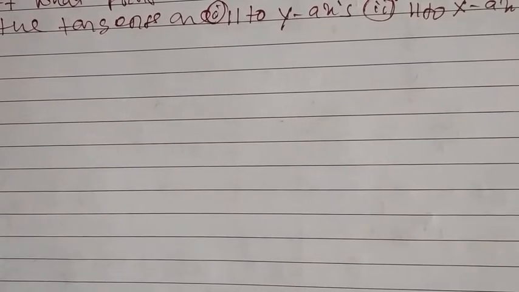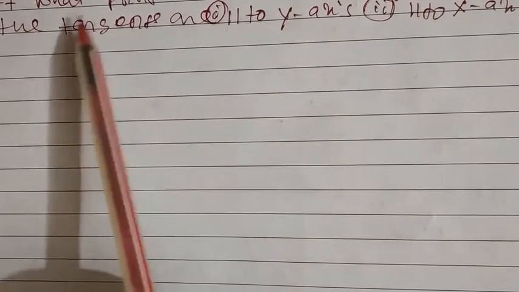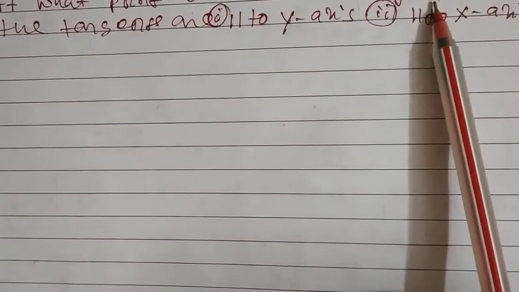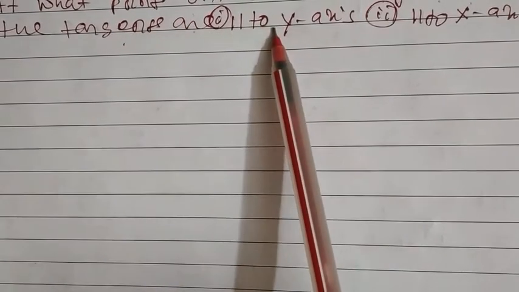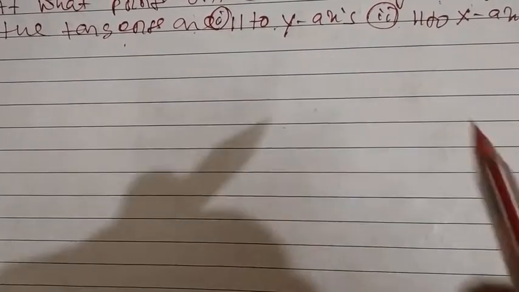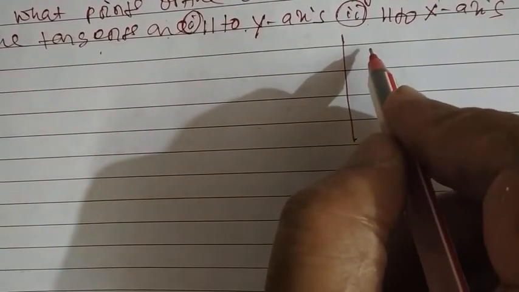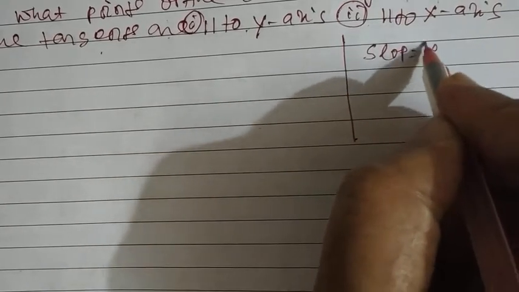Let us continue with examples on tangents and normals. This is a question. At what points on this curve? That means we will find the points. Points are not given. Where the tangents are parallel to y-axis, first bit, second bit parallel to x-axis. Now the basic concept: if a tangent or a line is parallel to y-axis, then slope is infinite.